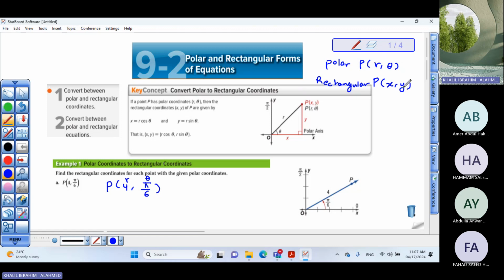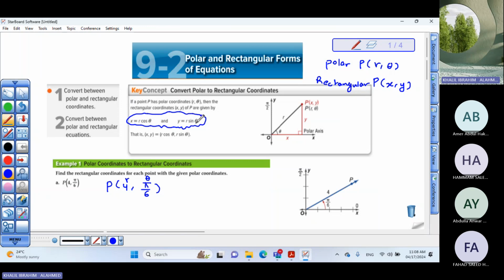Okay, good. Here in the question, the point is given by polar coordinates. How to convert this point to rectangular coordinates? We have two formulas you should use to convert. x equals r cosine theta and y equals r sine theta.